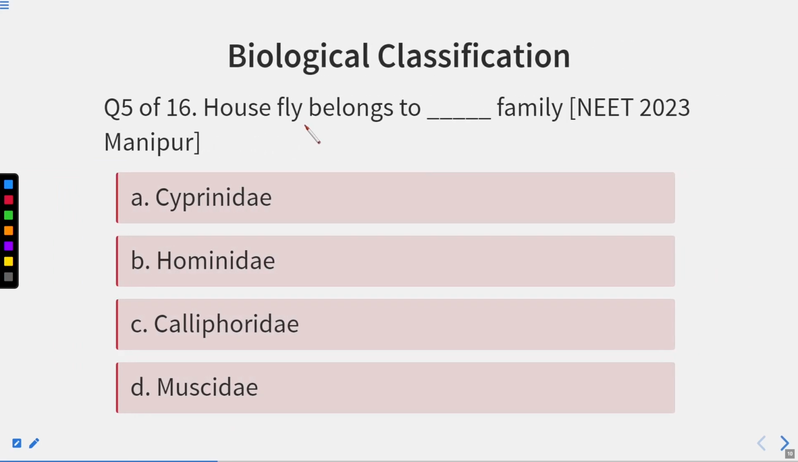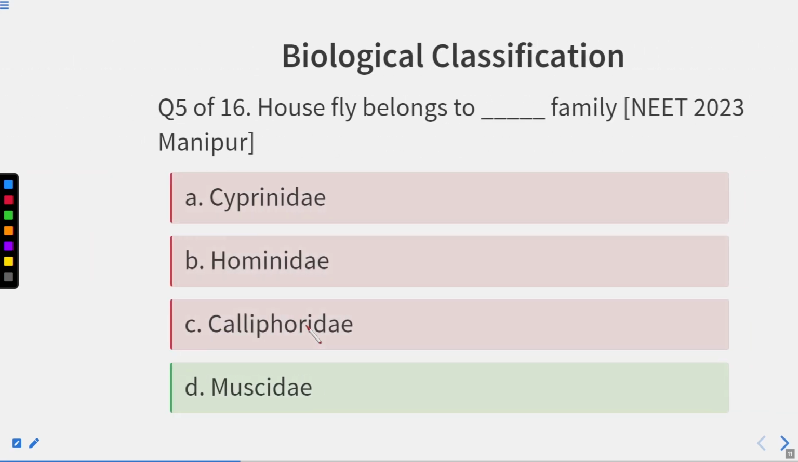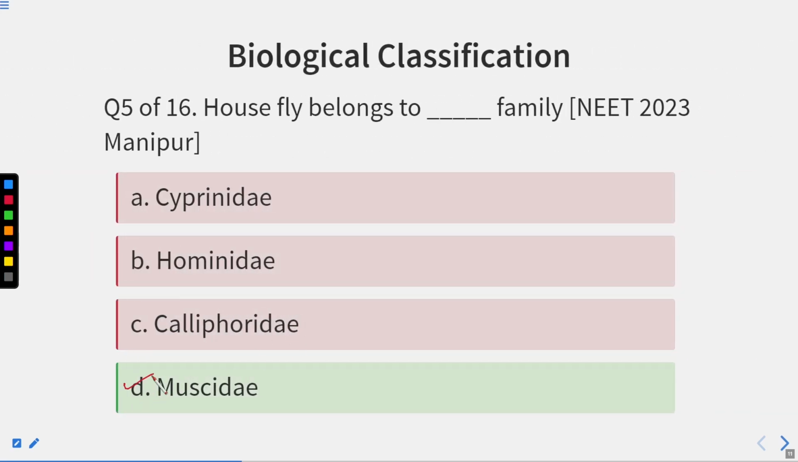Now next question is, housefly belongs to which family? So this is a very straightforward question. So these are the options. All right. So what is the correct answer here? Option D, Muscidae is the correct answer. So there is nothing much to discuss here. This is a very straightforward question.